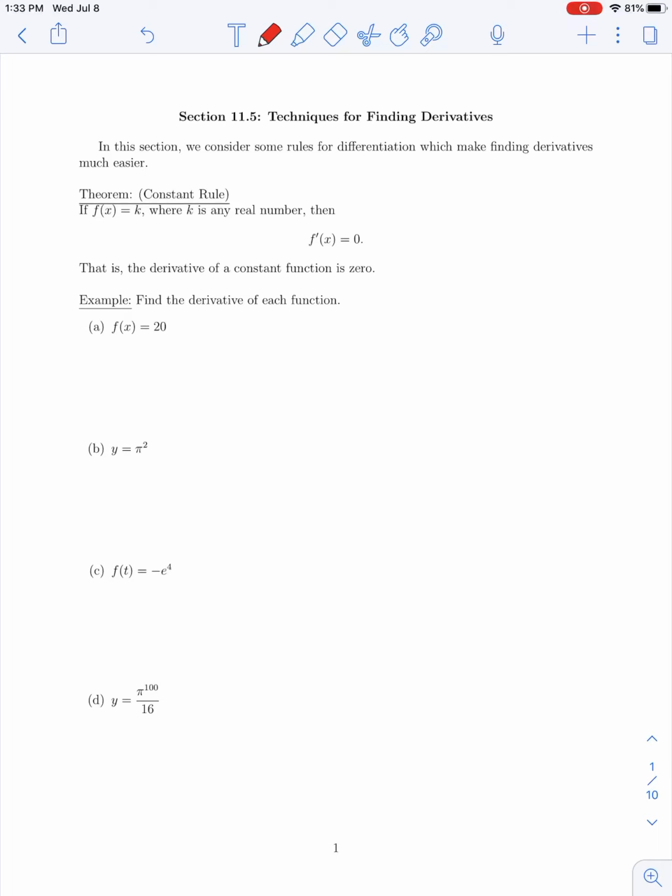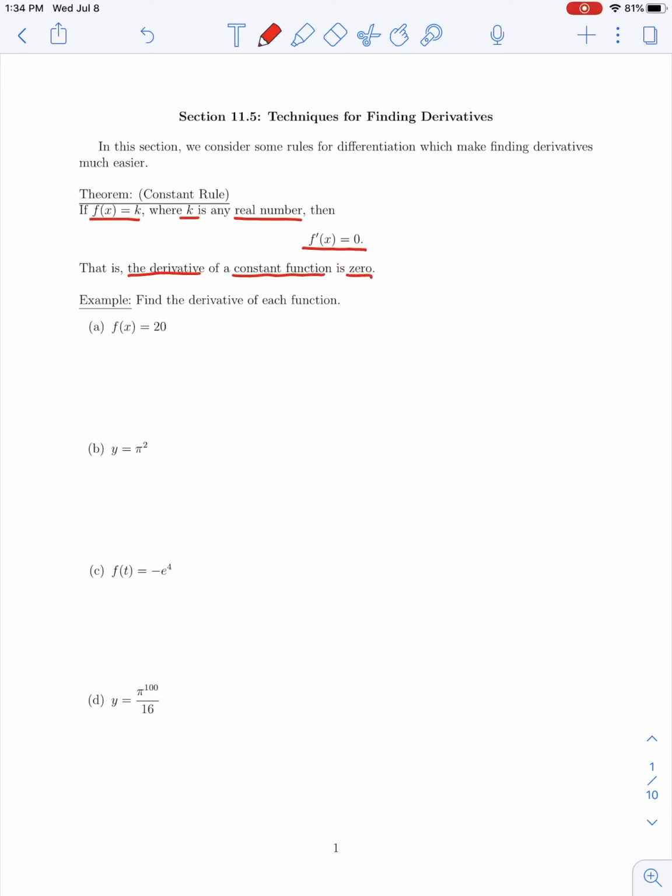that limit exists. Now, in this section, we're going to start talking about some techniques which will make finding derivatives much easier, where we no longer need to rely on that limit definition of derivative, which we saw in the last section can be pretty time-consuming. So the first rule, or technique, which we'll discuss for finding derivatives is known as the constant rule, which says if our function f of x is equal to some constant k, which is a real number, then the derivative of that constant function is 0. So that is, the derivative of any constant function is 0.